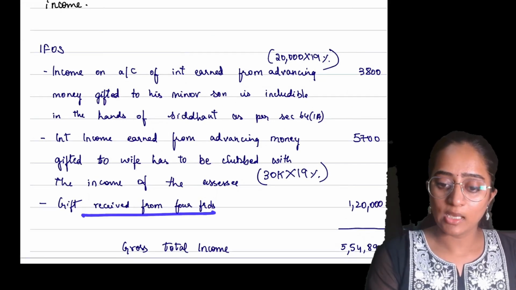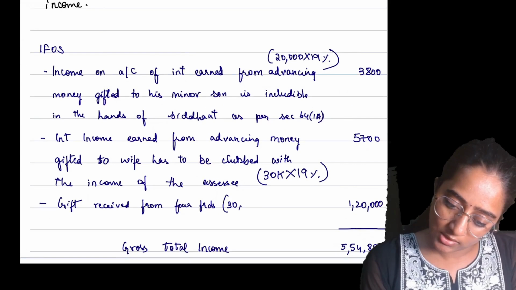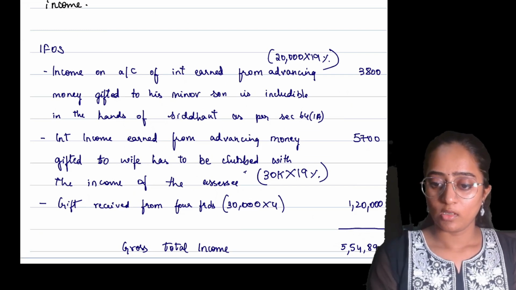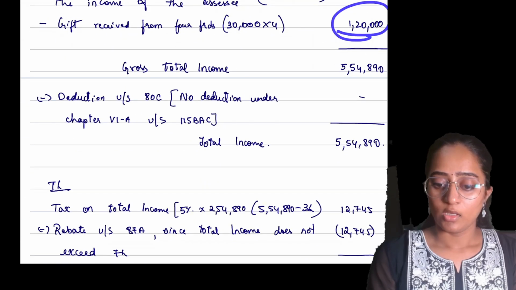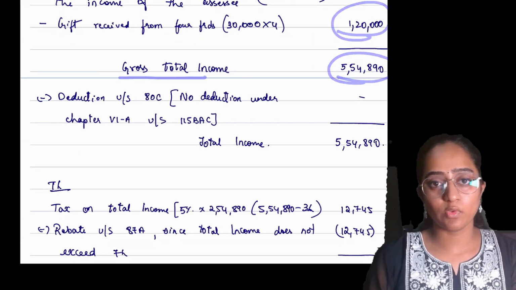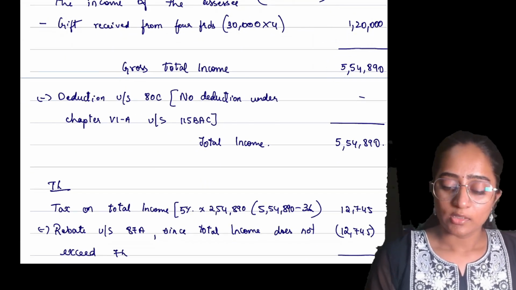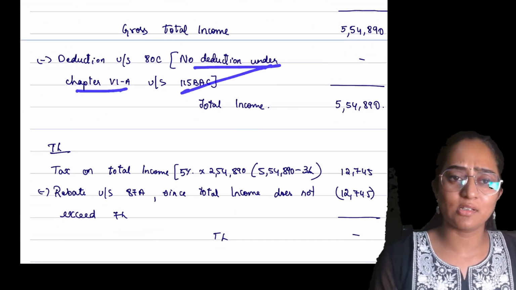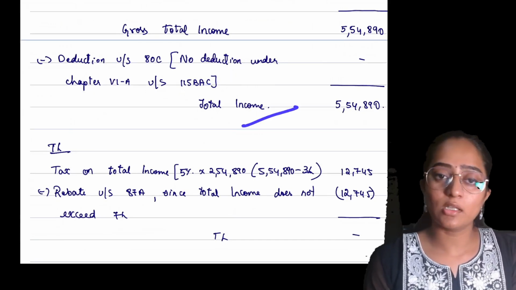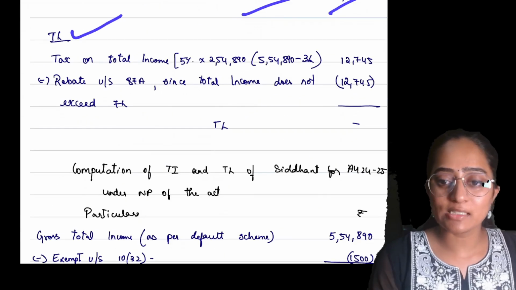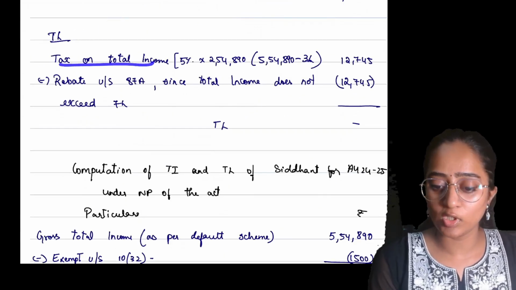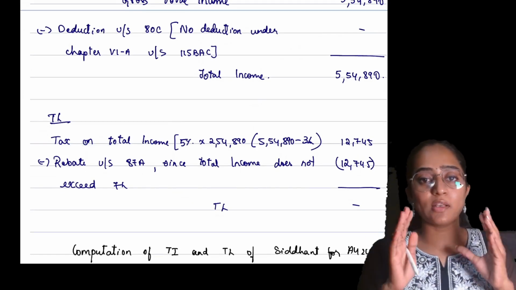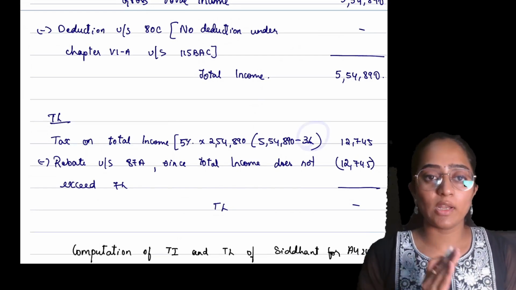Clear? Gift from friends. Again, this is going to be considered as 30,000 multiplied by 4 friends. It is going to be 1,20,000. Comfortable? 1,20,000. Your GTI, gross total income, is 5,54,890. Deduction under section 80C is given, that is, no deduction under chapter 6A is provided under section 115BAC. What about the other income? Yes, absolutely, it's provided. The tax liability which you can see over here, that is tax on the total income. 3 lakh, this is under 115BAC. So the basic exemption limit irrespective of the age would be 3 lakh for AY 24-25.